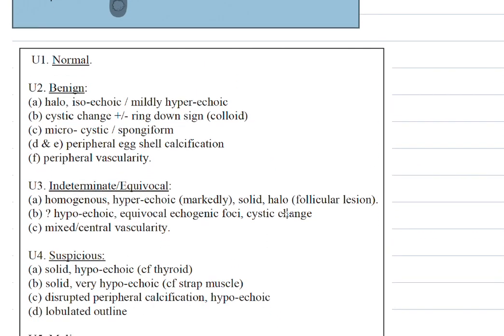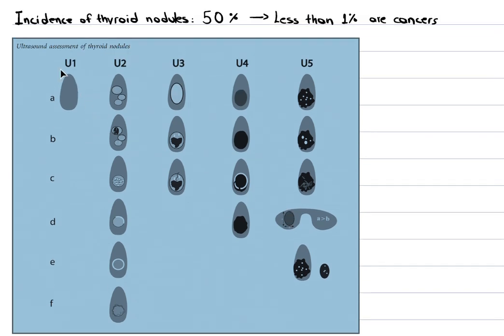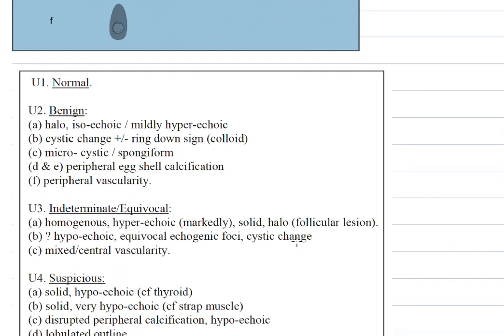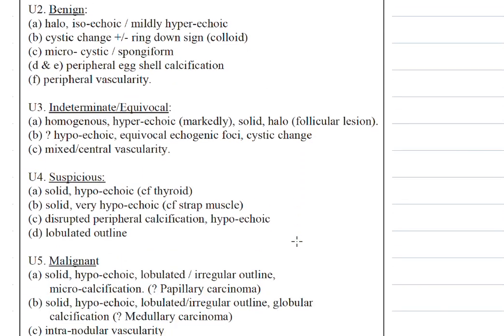Let's quickly revise them. First one is U1, which is normal. Then U2, which has peripheral axial calcification and peripheral vascularity, and this would be benign. Then U3 would be equivocal. Then U4 is suspicious, and U5 is definitely malignant. Again, these are the features.